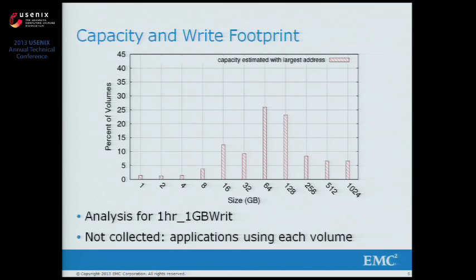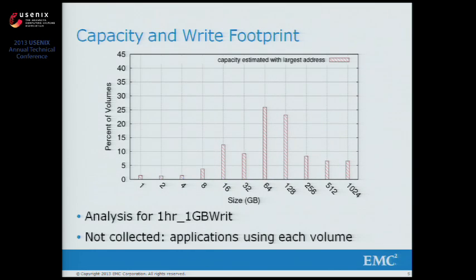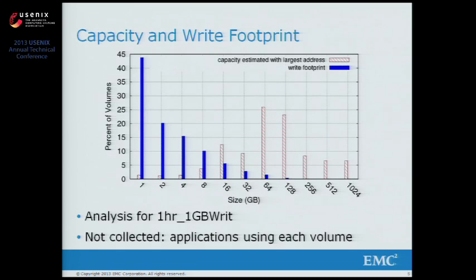So let's just look at a few high-level properties of these traces. First, we analyzed the capacity of these storage volumes. The horizontal axis is the size in gigabytes, the vertical axis is the percent of volumes, and you can see that most storage volumes are in the tens or low hundreds of gigabytes in size. So although the VMAX system maybe had hundreds of terabytes or petabytes of storage, customers typically subdivide it for management purposes.